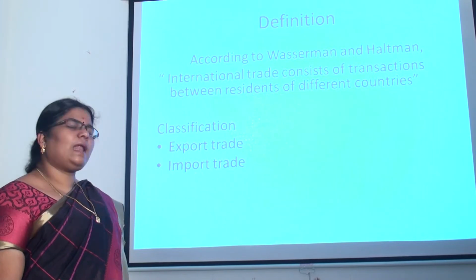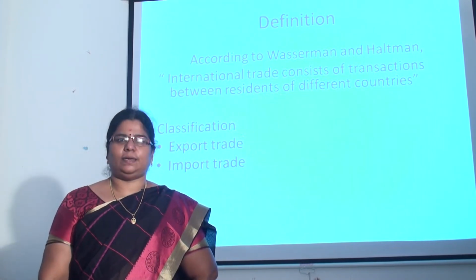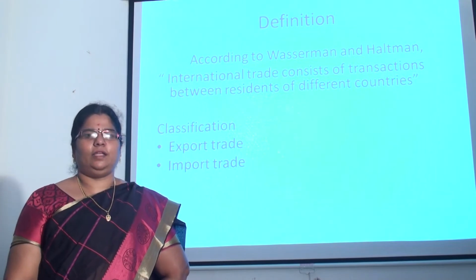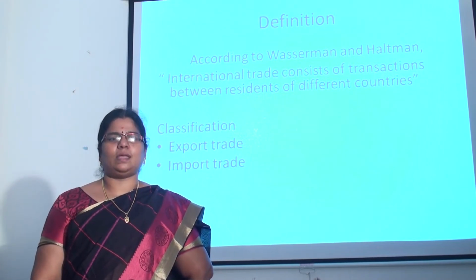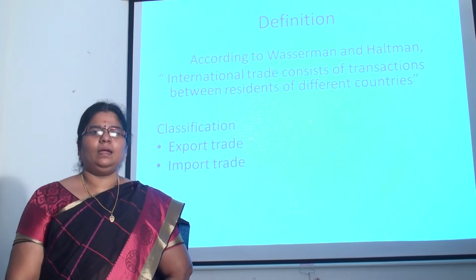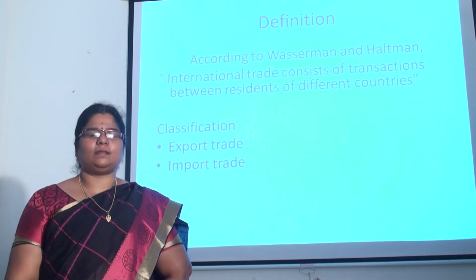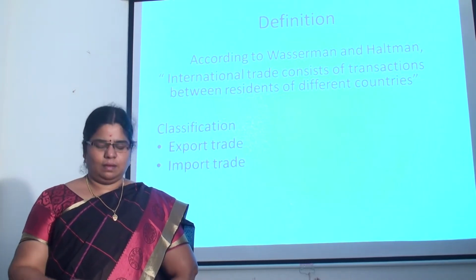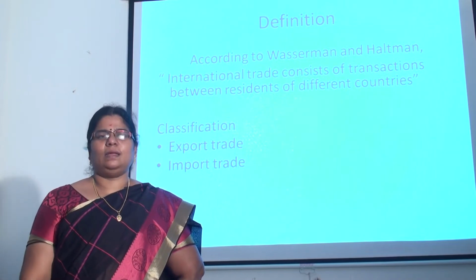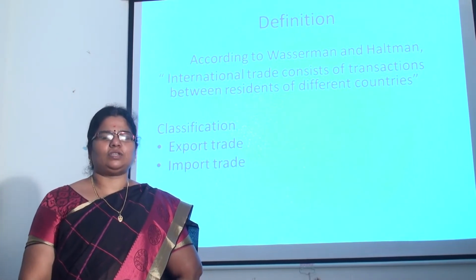Next one is classification of international trade. Export trade, import trade, and the third one is interport trade. Next topic is features of international trade. Features means characteristics of international trade.